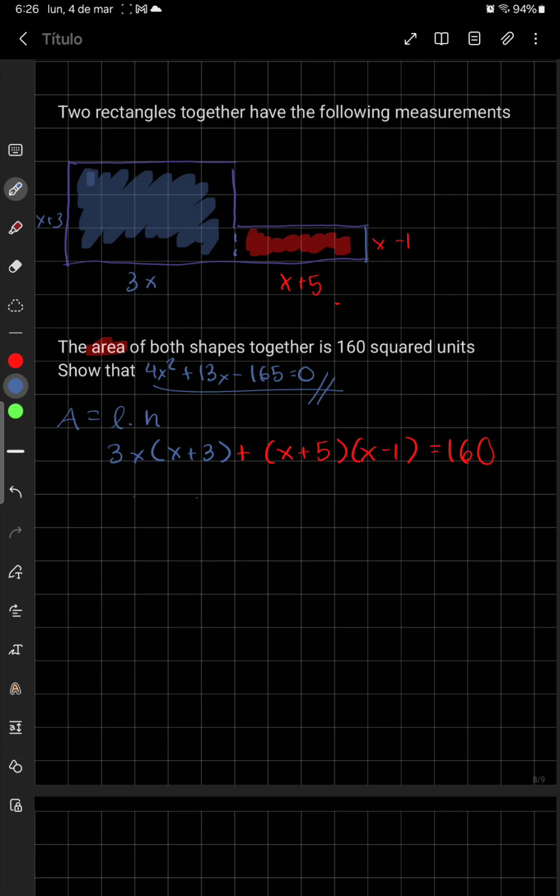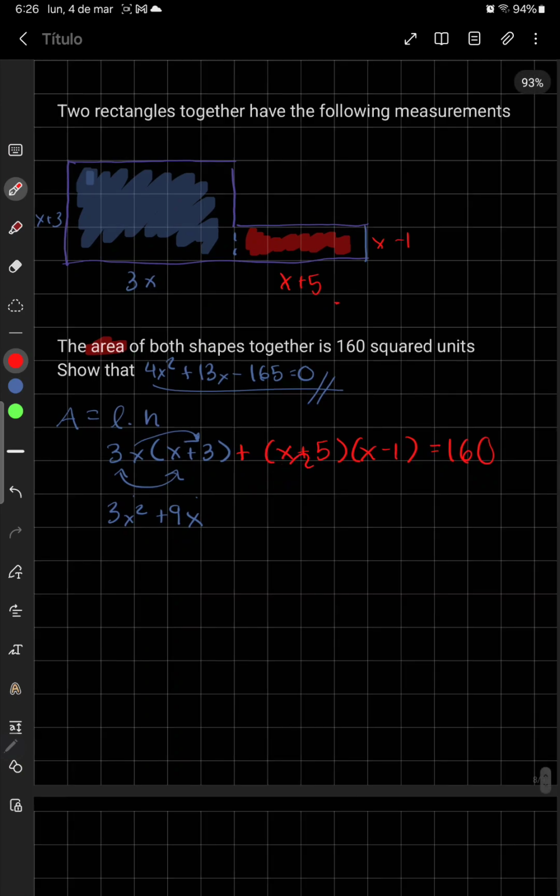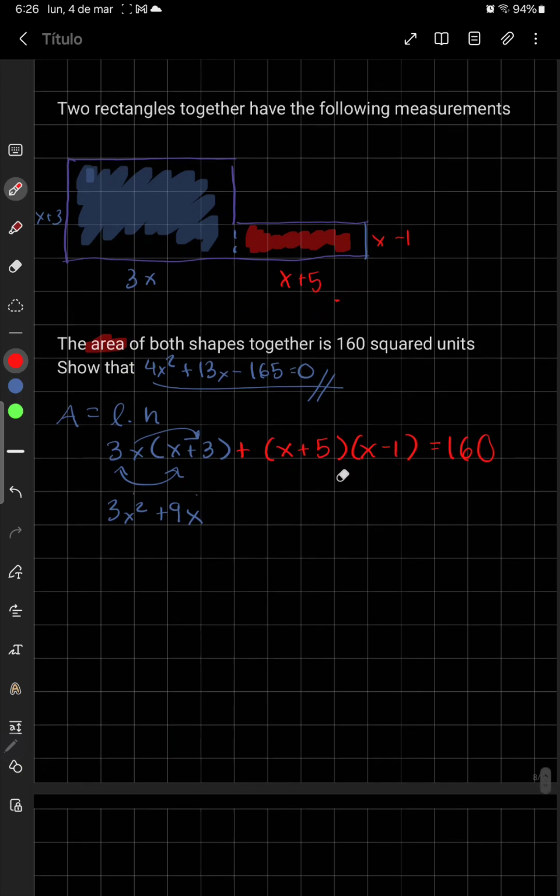So let's start expanding. 3x times x, 3x squared. Now 3x times 3, 9x. So we have expanded the first one, the blue one, the bigger rectangle. Now we need to expand the smaller rectangle. So it's this times this, and then this times this, in whatever order you want to do it. So it's x times x, plus x squared, it's positive.